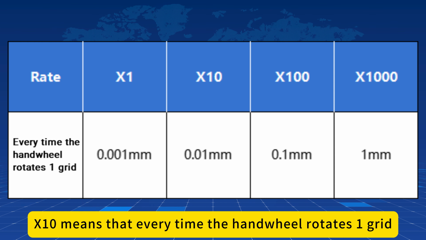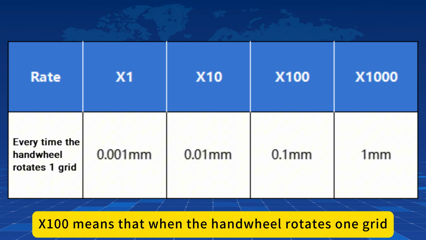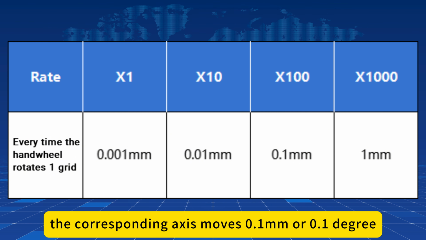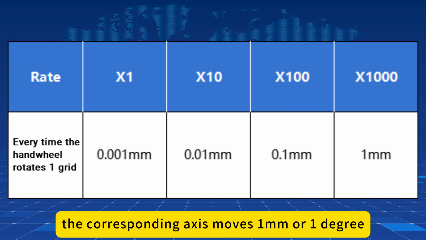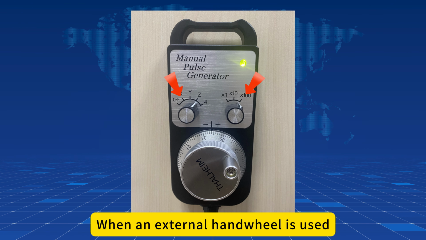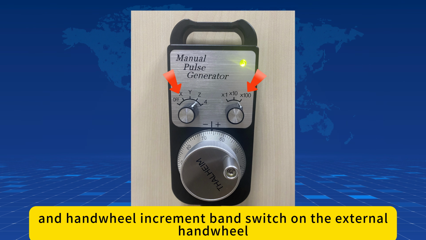X10 means that every time the handwheel rotates one grid, the corresponding axis moves a distance of 0.01 mm or 0.01 degrees. X100 means that when the handwheel rotates one grid, the corresponding axis moves 0.1 mm or 0.1 degree. X1000 means that when the handwheel rotates one grid, the corresponding axis moves 1 mm or 1 degree. When an external handwheel is used, axis selection and handwheel increment are selected by the axis selection band switch and handwheel increment band switch on the external handwheel.